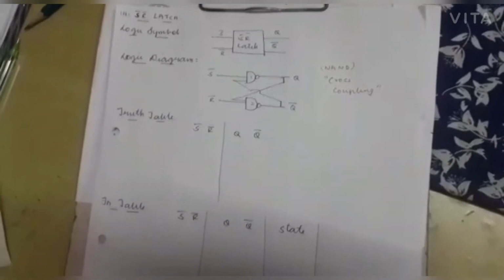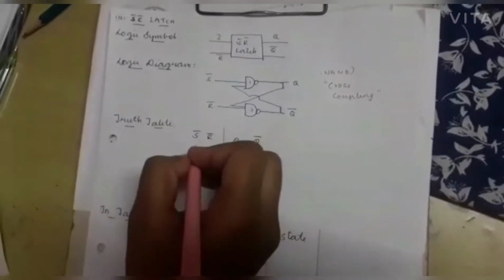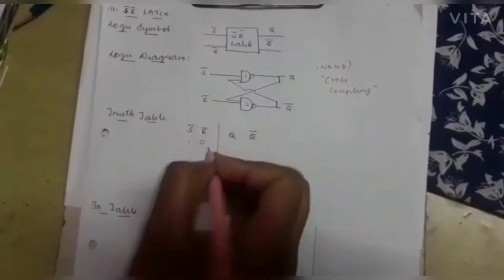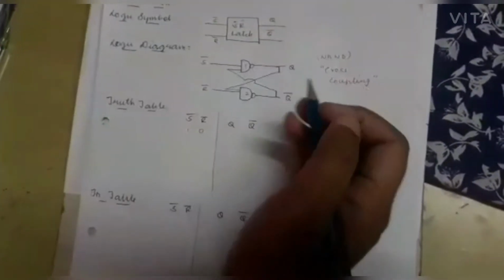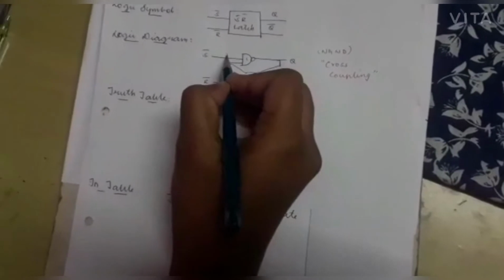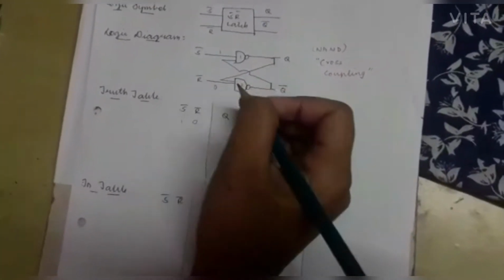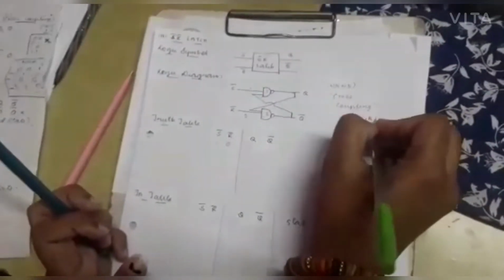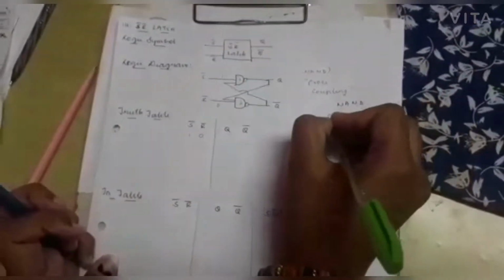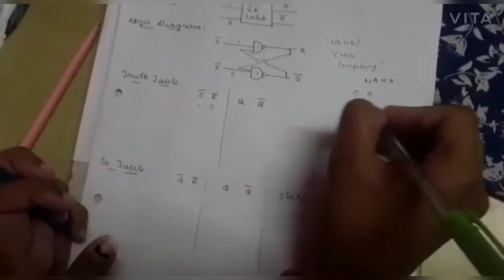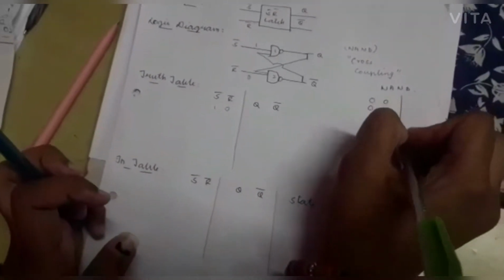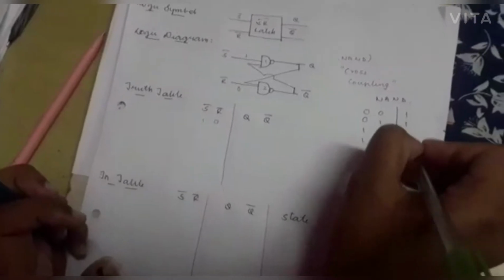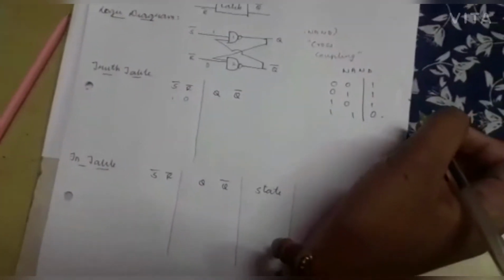Now coming to the truth table, my first combination will be 1, 0. That is, S bar is 1 and R bar is 0. To know the mechanism of this S bar R bar latch, you have to know the truth table of a NAND gate. So what is the truth table of a NAND gate? 0, 0, 0, 1, 1, 0 and 1, 1. For a NAND gate, these are 1s and this is 0. So this is the truth table of a NAND gate.